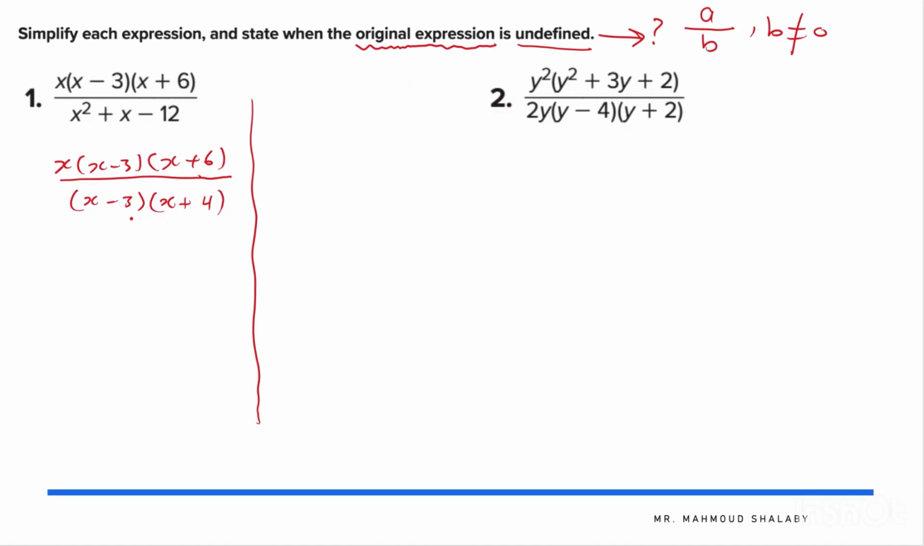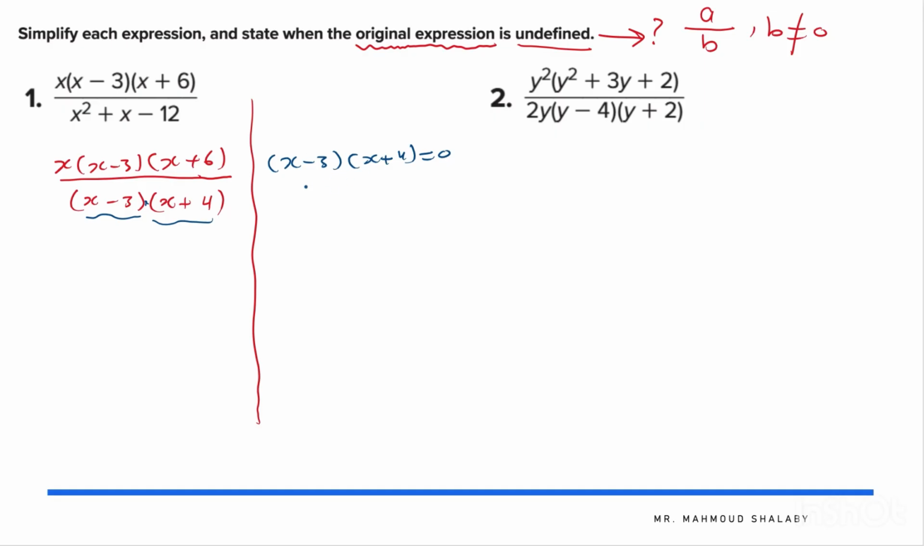Now we have here 2 factors. As you can see, we have 2 factors multiplied, so any of them could be 0. So what I will do, I will take the whole denominator, like I will write here x minus 3 x plus 4, the whole denominator, and I will make it equal to 0. This will be the value that will make the function undefined when the denominator equals 0.